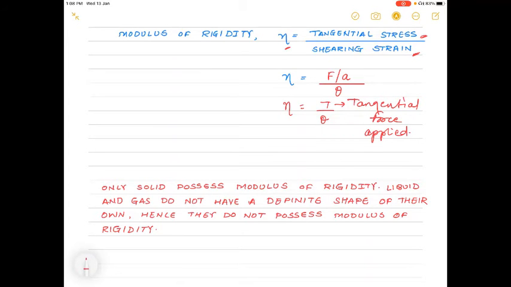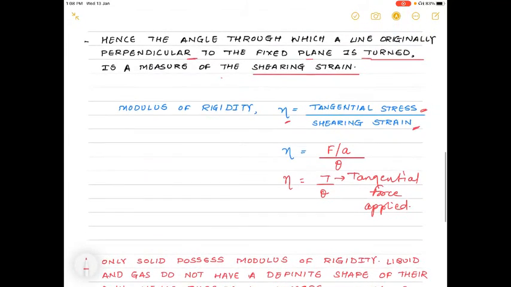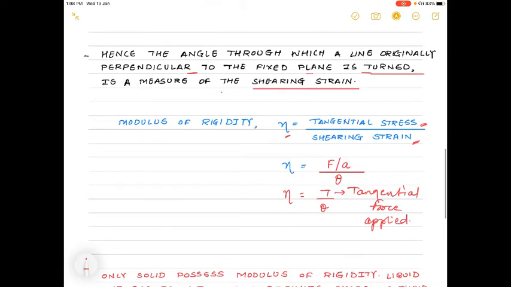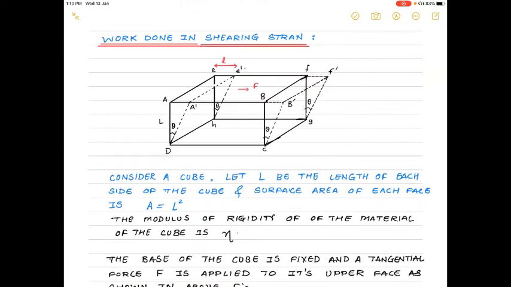So that's it with the third type of modulus, that is modulus of rigidity, which is defined as the ratio of tangential stress to the shearing strain. Now the next topic that we are going to see is work done in shearing strain. We have seen earlier what is shearing strain and how it is defined.